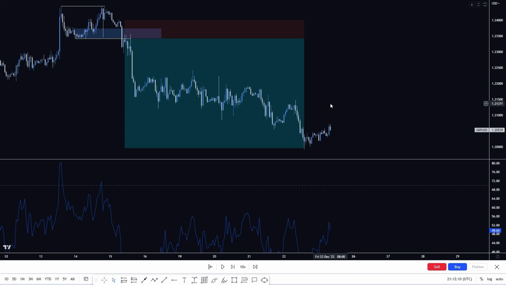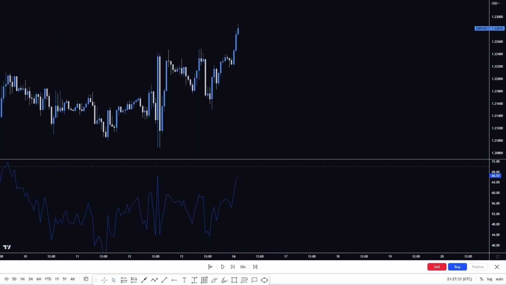So now let's have a look at a few examples of a continuation divergence, where it's going to be showing us a particular trend, and we're going to be looking to continue that trend in a given direction, and using the divergence of the RSI to give us more confluence, and more reason for that trend to continue. So let's have a little look at that now.